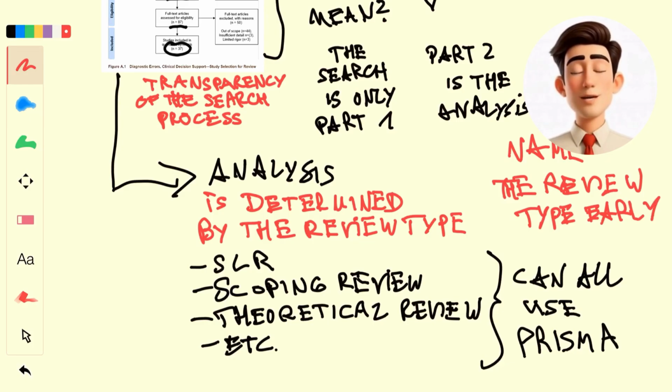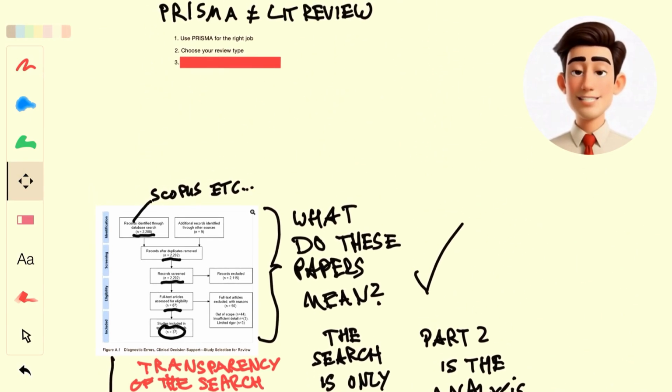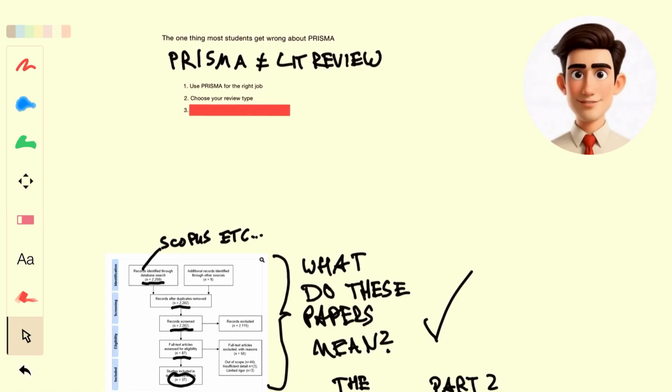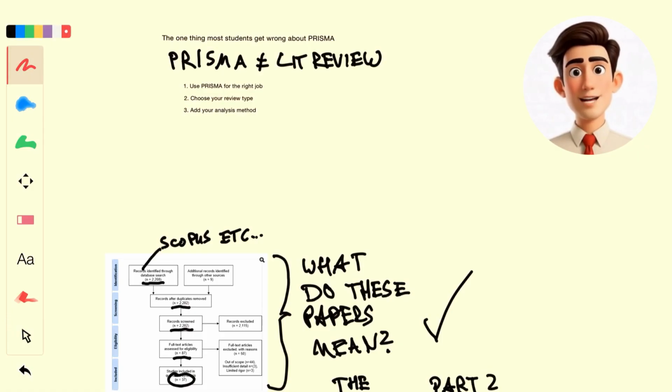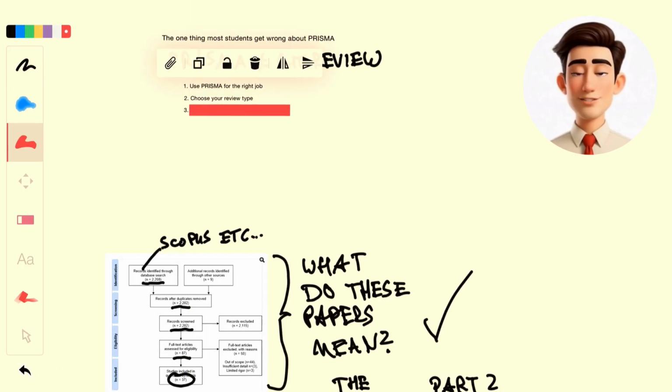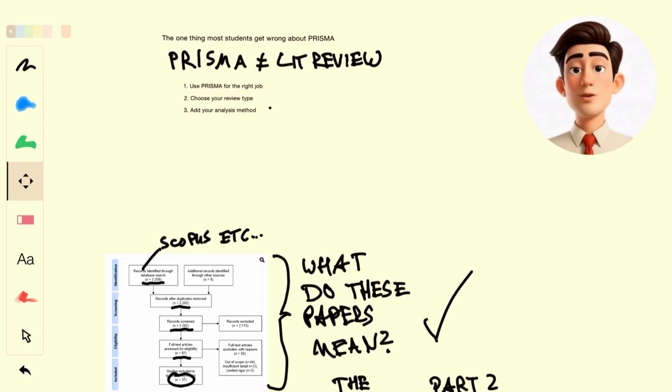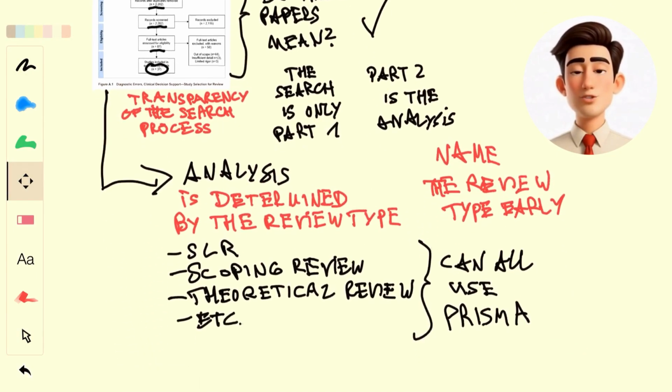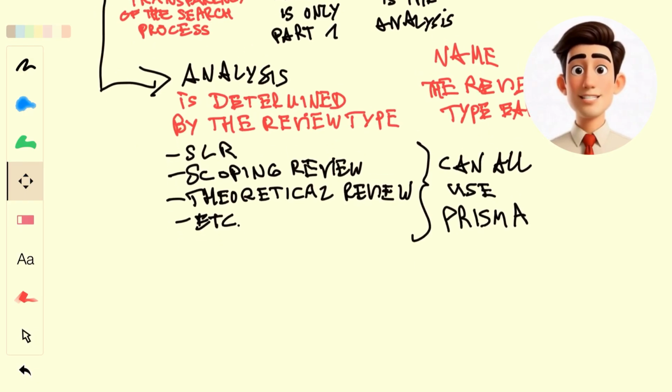And now we come to the third part of the video, and this is the one most students miss. Step 3, add your analysis method. This is the missing piece after PRISMA. PRISMA does not tell you how to compare the studies, how to identify themes, or build categories. PRISMA does not tell you how to map a research field or how to evaluate theories. PRISMA does not tell you how to develop an argument. That is not its job.